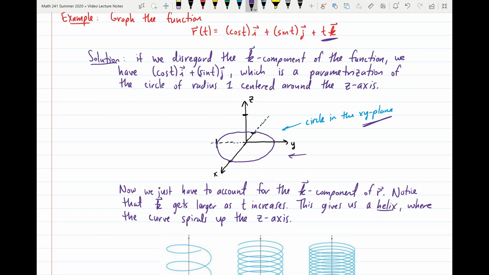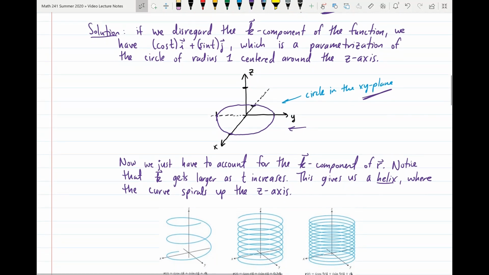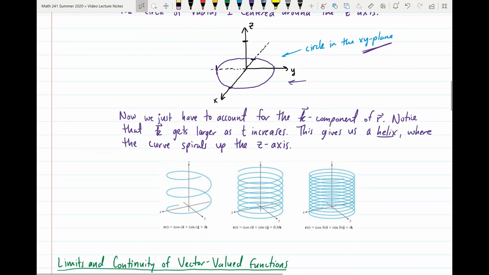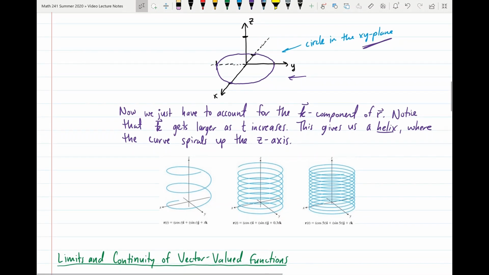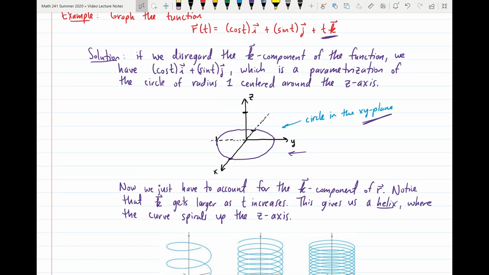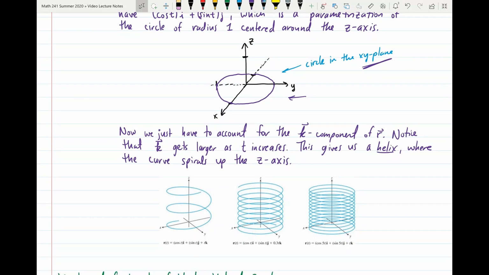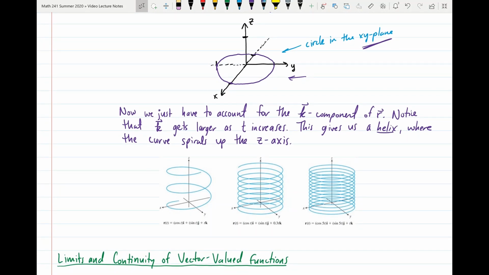And after we know that 2 components give us a circle, now we just want to worry about adjusting our drawing to account for the k component of our vector function here. So we're going to account for that k component of r, and notice that k is going to get larger as t increases. So the k component keeps increasing as t increases because the k component is equal to t. And after we realize this, it's relatively easy to draw what our function's going to be.